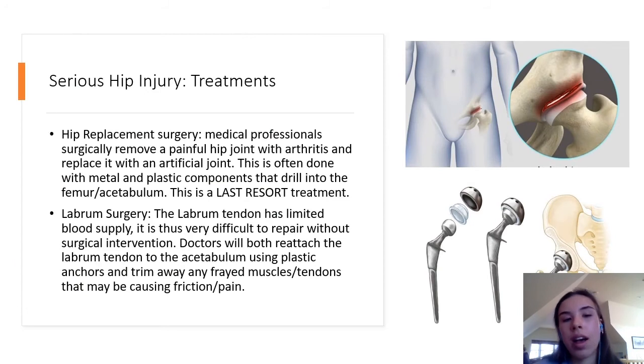And here's a little slide on serious hip injuries and treatments, and none of these are really caused by running unless something bad happens while running, like you experience a fall or an accident. It's more just serious hip injuries and how to treat them than anything associated with running.